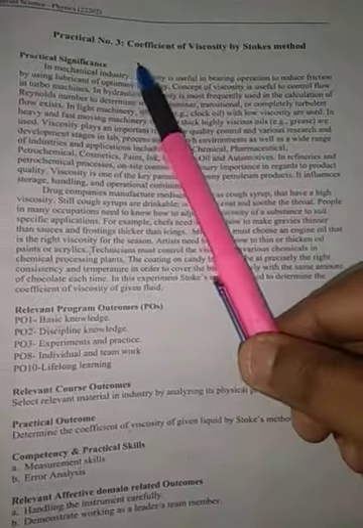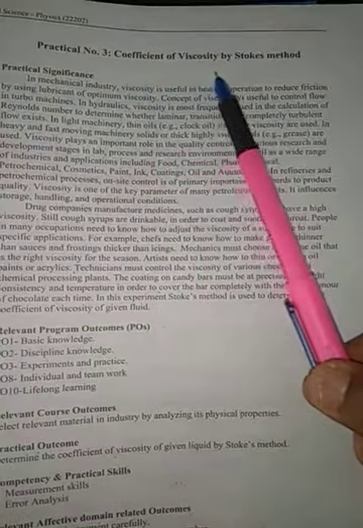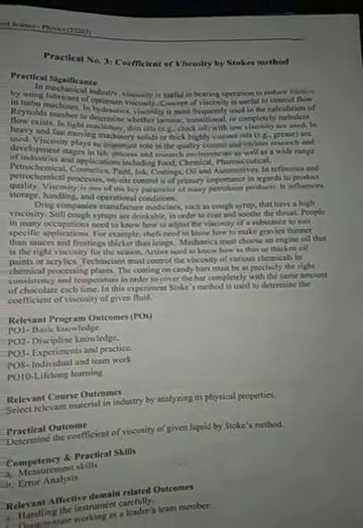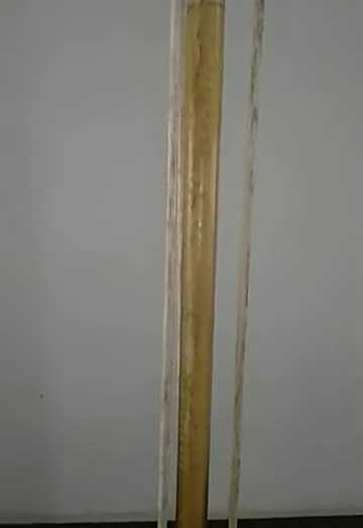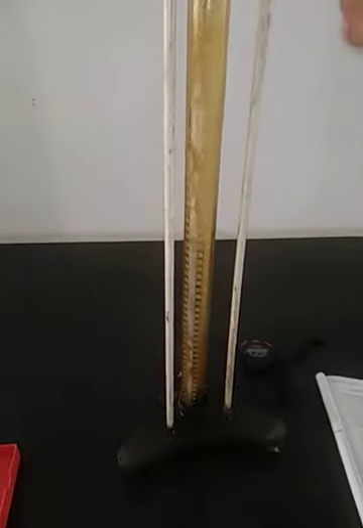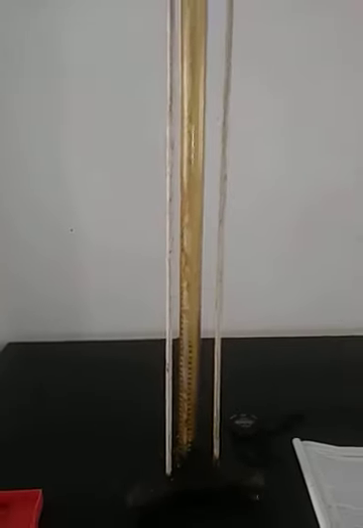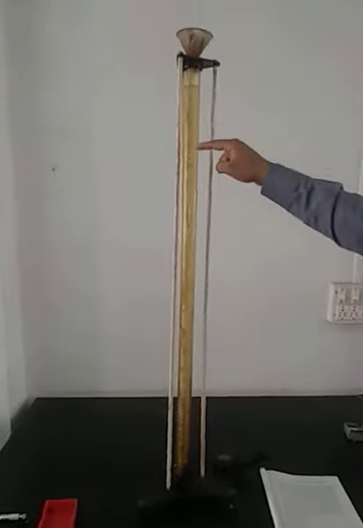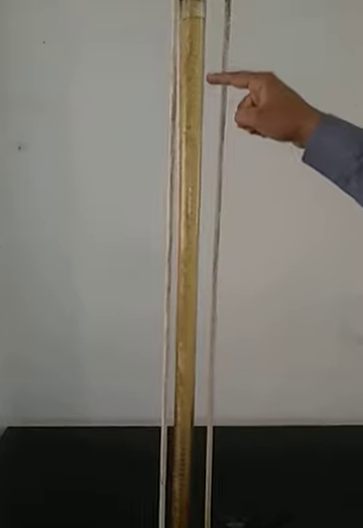Hello dear students. Today the practical we are going to perform is to calculate the coefficient of viscosity by Stokes method. We all know that all fluids have a particular characteristic called viscosity. For this experiment, what we require is this cylindrical glass jar, in which a transparent liquid is taken. The transparent liquid taken is actually castor oil.